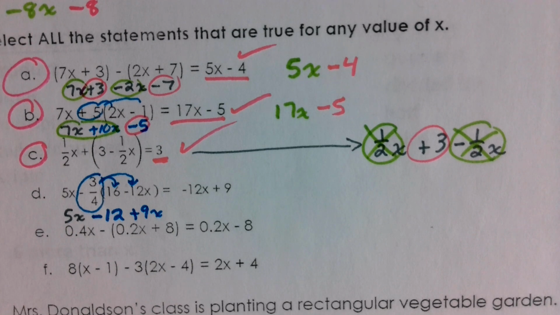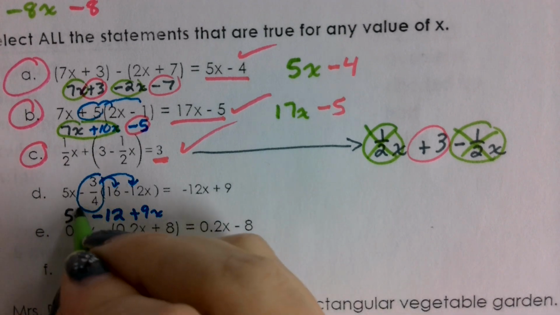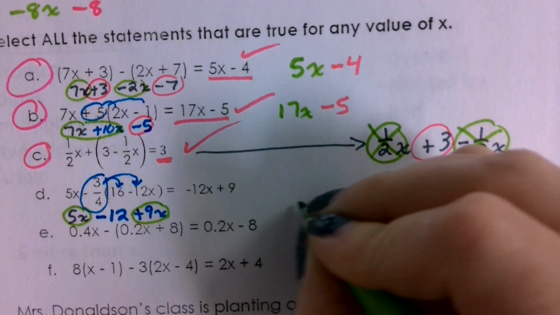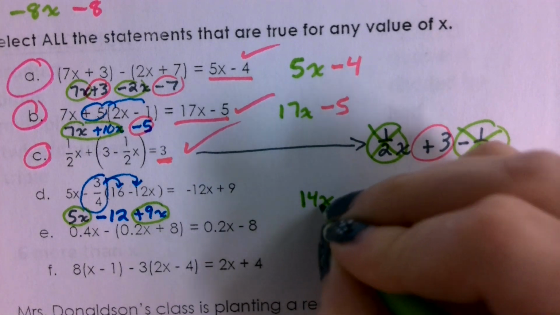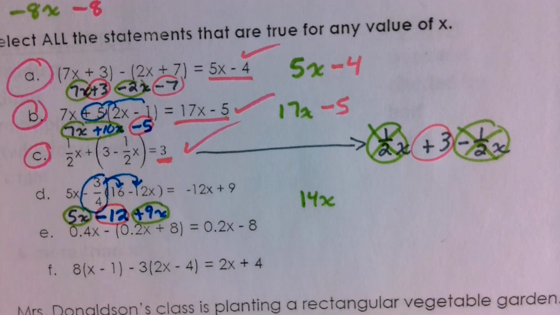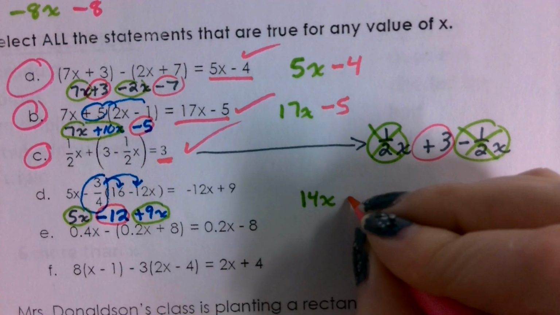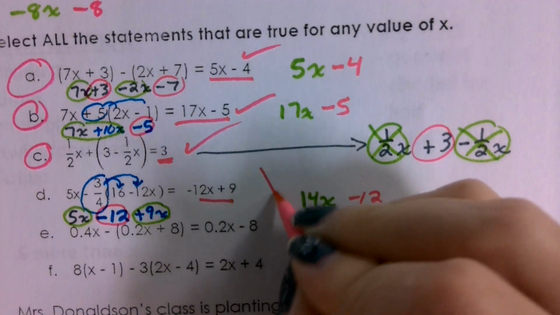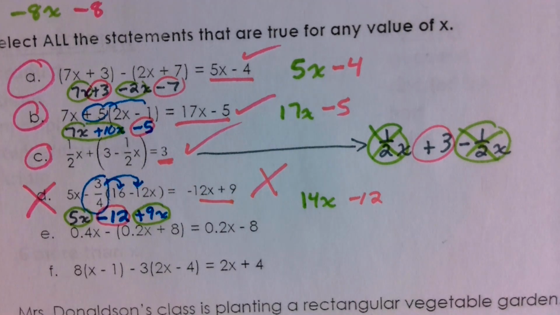Now I need to just combine my like terms. I've got a 5x plus a 9x. 5x plus 9x is going to come out to 14x. Then I have this minus 12. This is not the same thing as here. This is not going to work. So no, that is not a true statement.